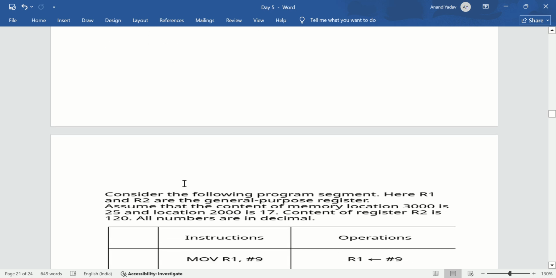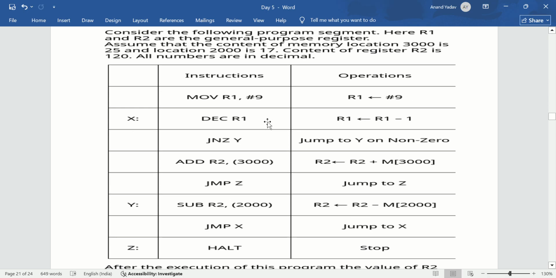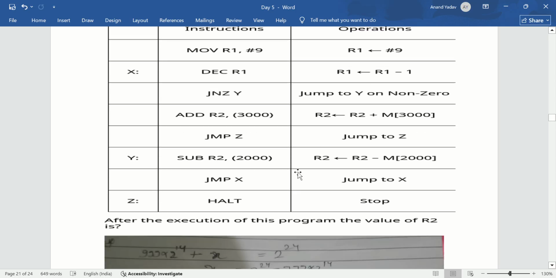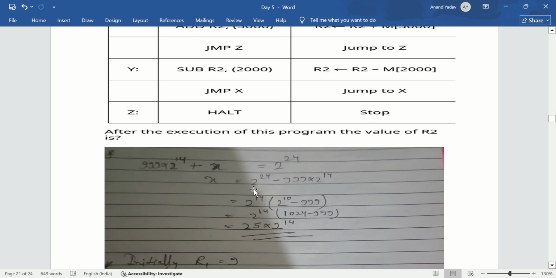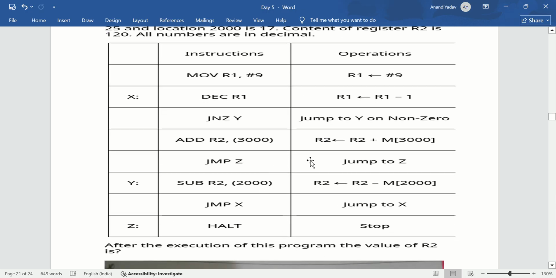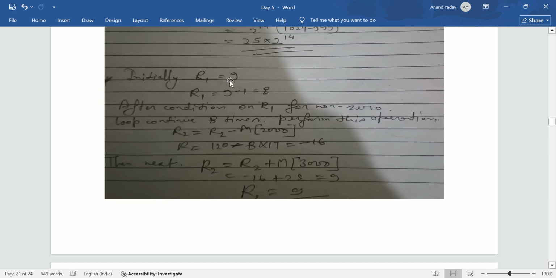Now, next one is: consider the following program segment. R1 and R2 are general purpose registers. Memory location 3000 contains 25 and location 2000 contains 17. All the numbers are in decimal. After execution of the program, what will be the value in R2? What is the value in the R2 register?